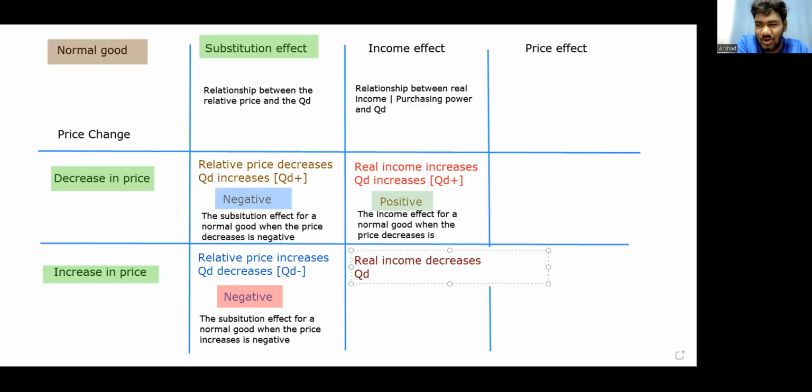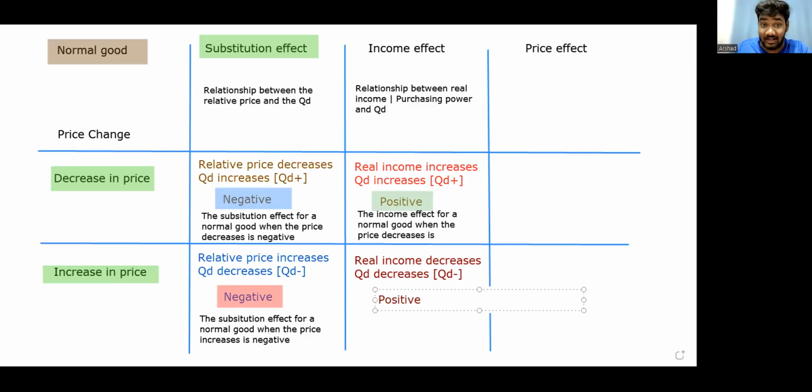Your real income has gone down now. Your quantity demand decreases. Real income decreasing, so QD is a minus, right? Real income decreasing, quantity demand decreasing. What type of a relationship is that? That's again a positive relationship.